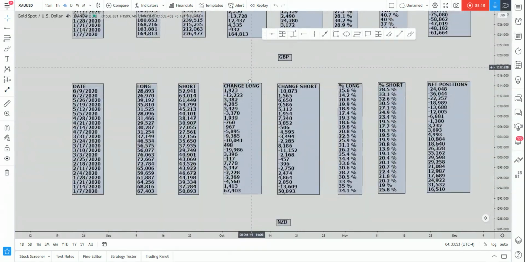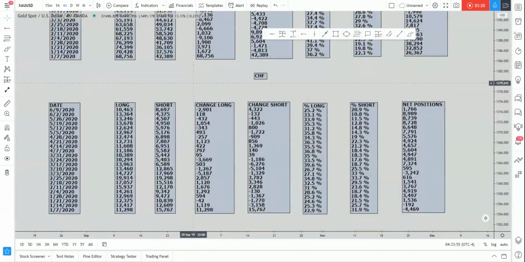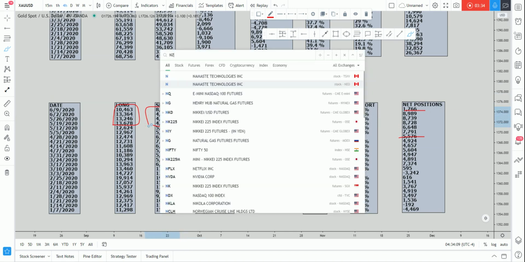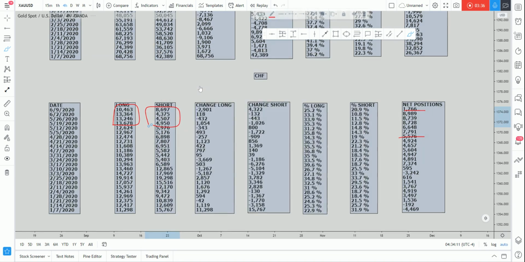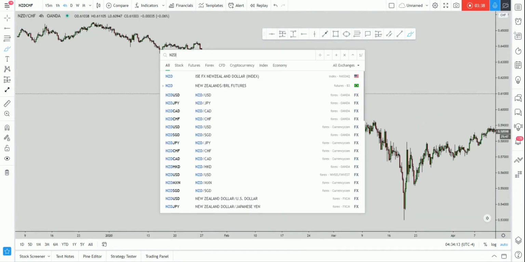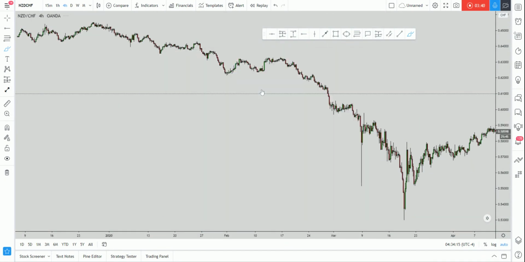If we go and see what kind of situation we have from a CHF perspective, we can see that clearly we went from 5K to 1K. And if you look at the longs, they have been decreased. And if you look at shorts, they have been massively increased. So let's go back to our NZD CHF chart, okay? Keeping in mind these concepts.